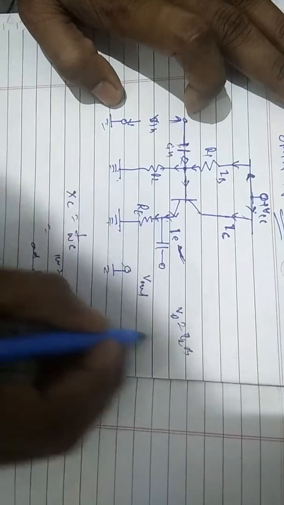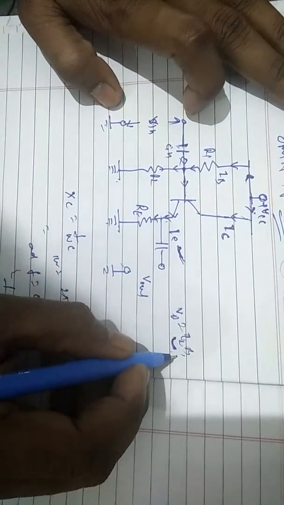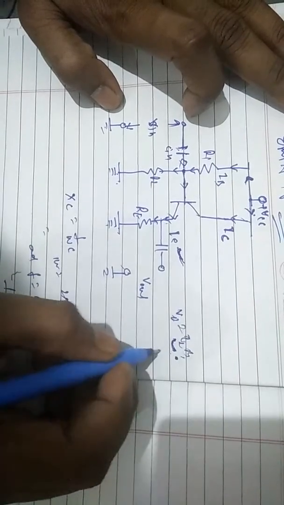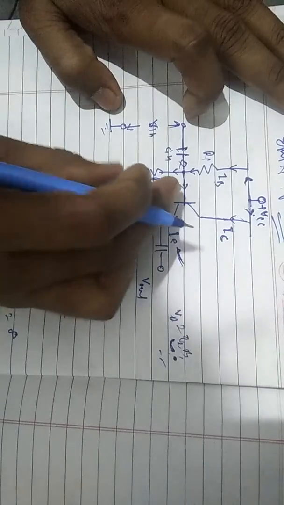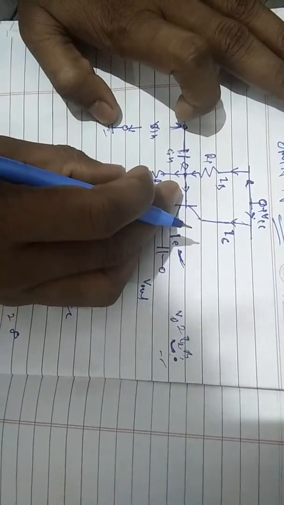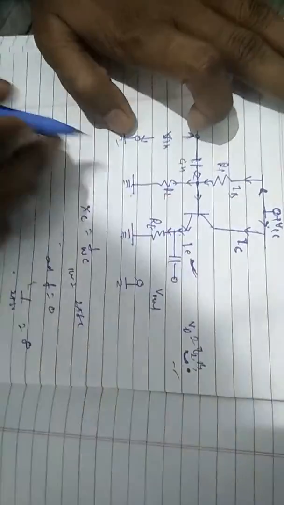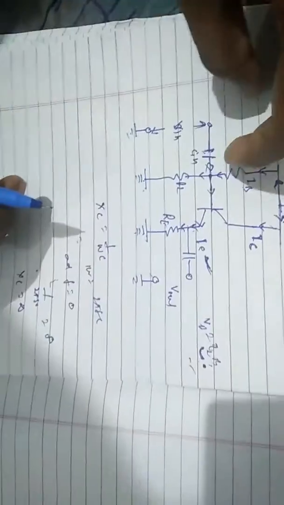But as the emitter current increases, the product of emitter current and emitter resistance will increase according to current, so it will oppose the applied input voltage, and therefore we say that this works like a negative feedback amplifier.